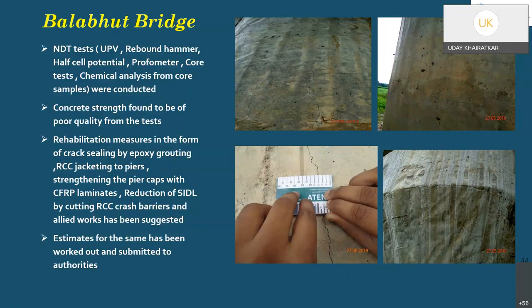Rehabilitation in the form of crack sealing by epoxy grouting, RC jacketing of piers, wrapping pier caps with carbon fiber reinforced laminates, and reduction in SIDL by demolishing the RCC crash barrier was suggested. We had even given the estimate for the same.